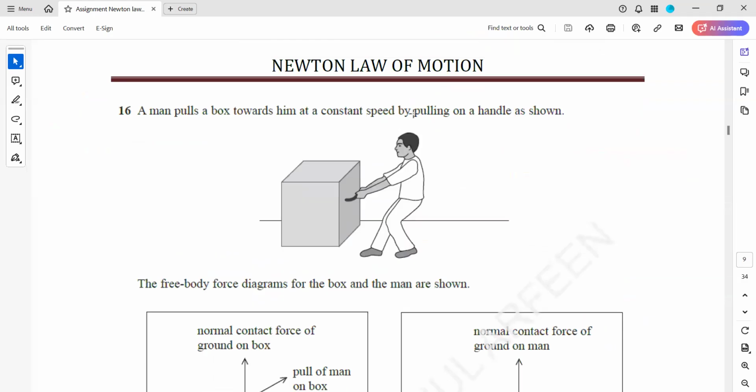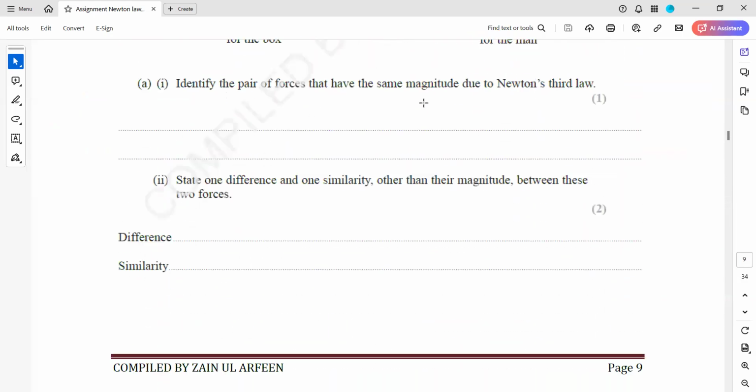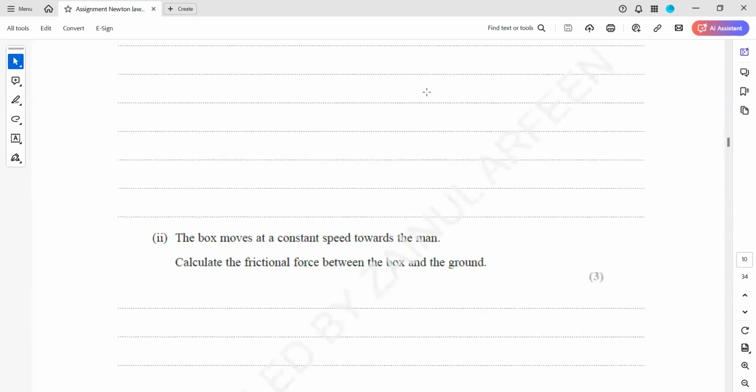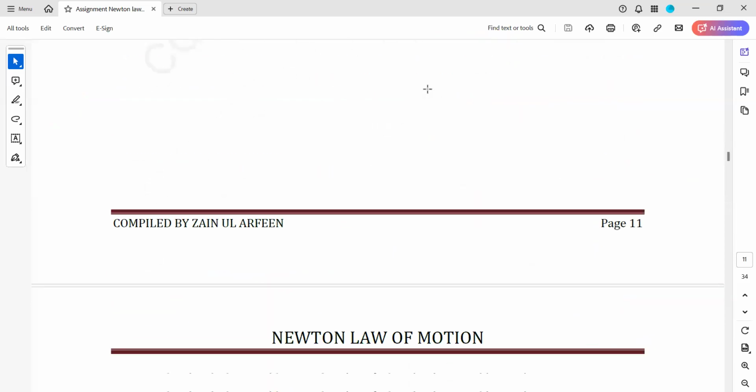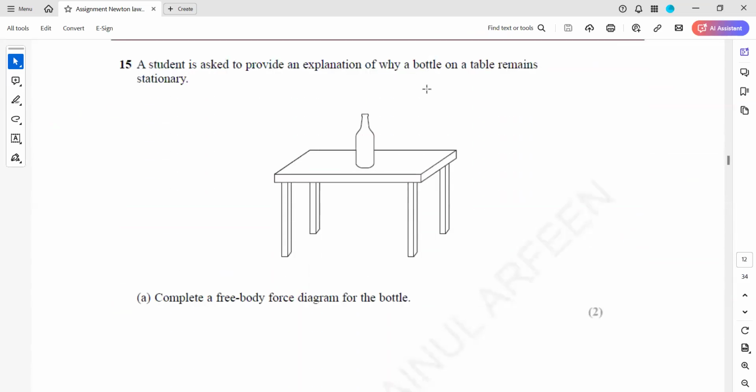This question we have already discussed in the class, about the pair forces, similarities and differences. In this question, a student is asked to provide an explanation of why a bottle on a table remains stationary. So complete a free body force diagram. What are the forces I will draw? First, there will be a downward force from the bottle, and then there will be an upward force from the table.